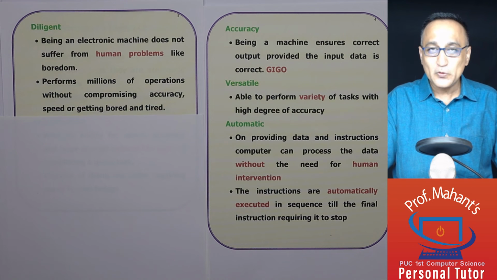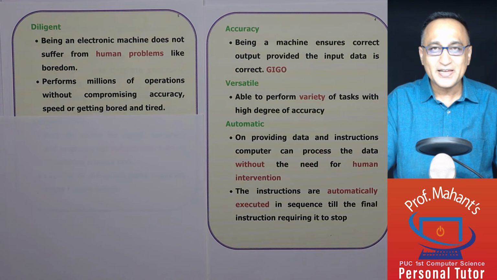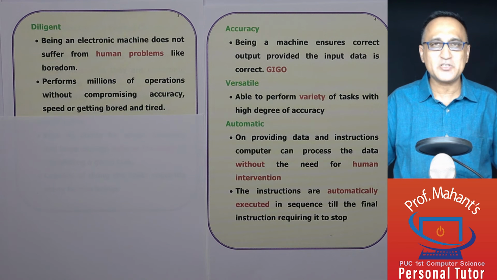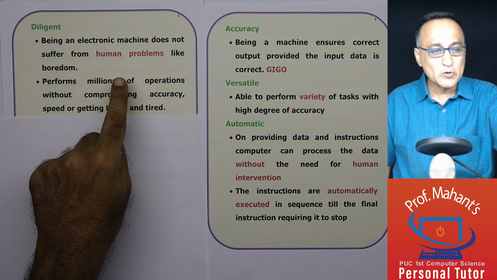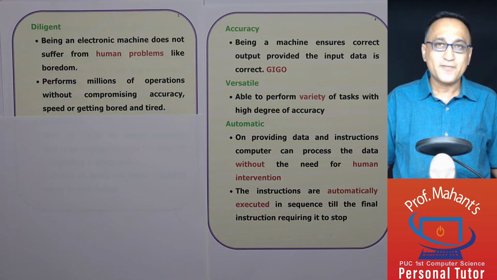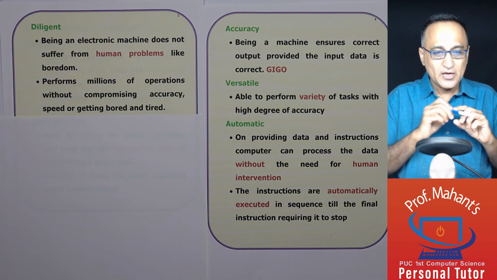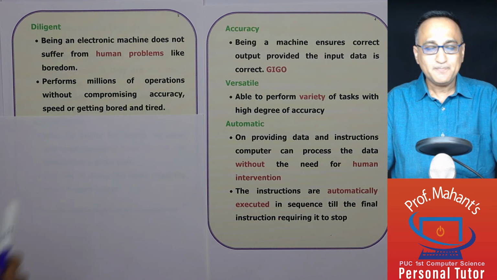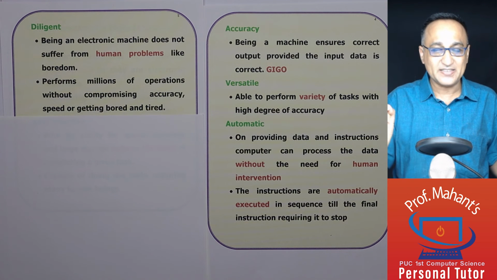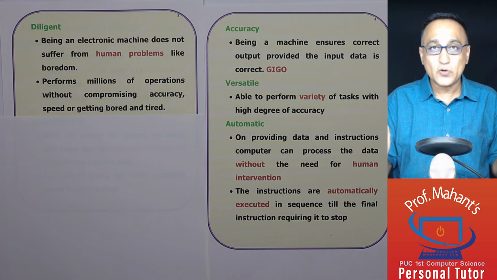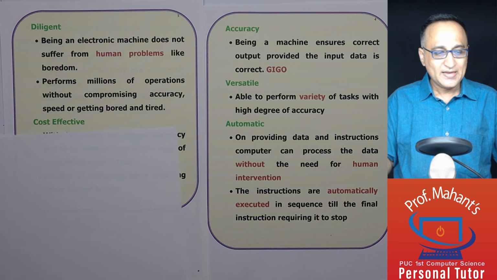But if I ask a computer to keep copying this notes 1000, 10,000, a million times, it's going to do it without any frustration because obviously it's a machine. So it doesn't suffer from human problems like being bored, frustrated, angry, tired, and lack of accuracy. So, as it's an electronic machine, it is highly diligent. That means it can do a task accurately without getting bored, frustrated, and tired. So, that's a huge advantage over humans.